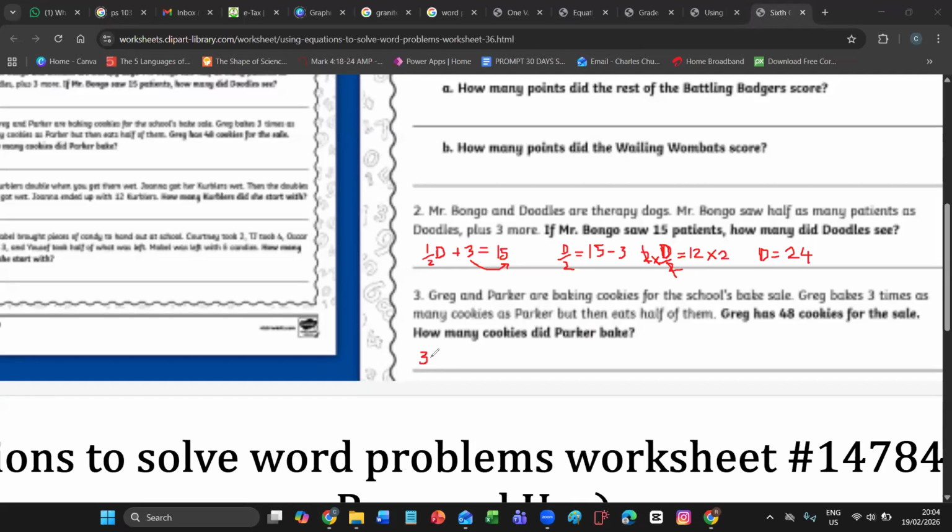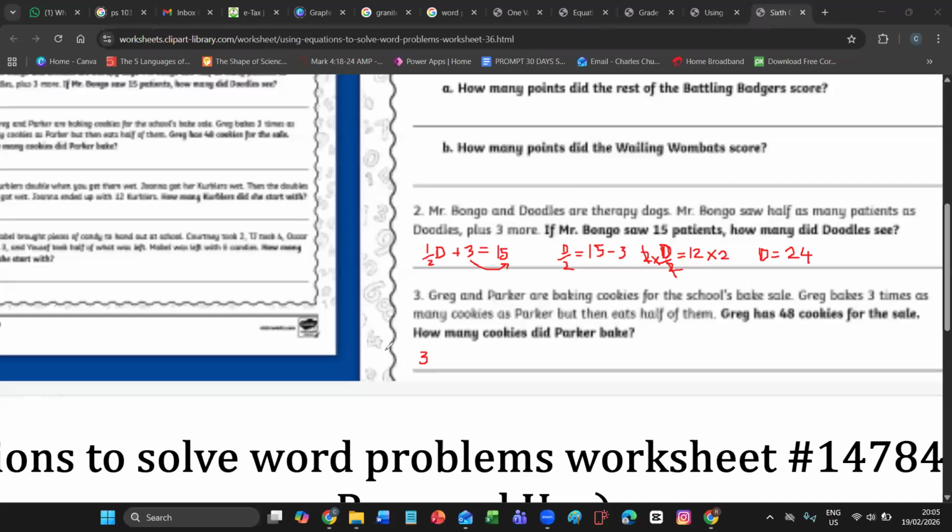3 times 48. Now, 48 is what Greg has. That's why I was asking you that time. Did you see that part of the story? 48 is what Greg has after this stuff. So it's not even Parker's own. Okay, so three times as many cookies as Parker. The truth is that we don't know how many Parker baked, right? So let's just put Parker's own as P.